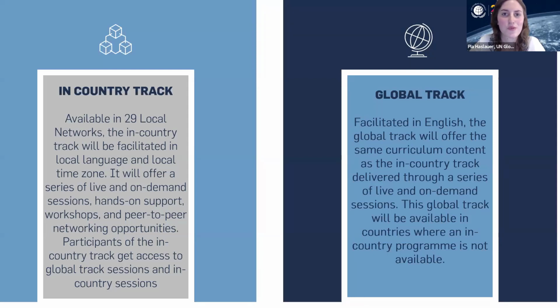And then it will offer a series of on-demand and live sessions, a lot more hands-on support, a little bit more hand-holding for the in-country track, more interactive workshops, and that kind of peer-to-peer networking that you get, because these companies will be participating with companies in their own country. So they'll be paired up with companies in their own country. So really, participants of the in-country track will get access to the global track sessions and the in-country sessions. So kind of best of both worlds, so to say.